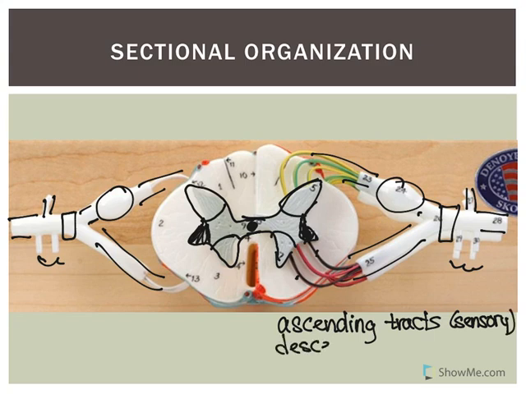Descending tracts carry motor information down the spinal cord from the brain. Okay. Each of the white columns has, we're going to look, actually I'll show you each of the white columns.